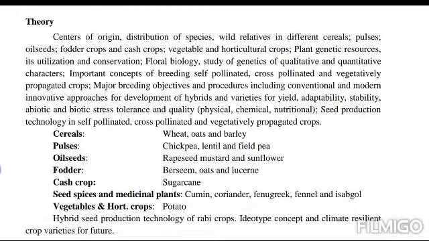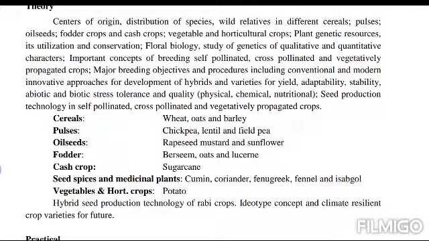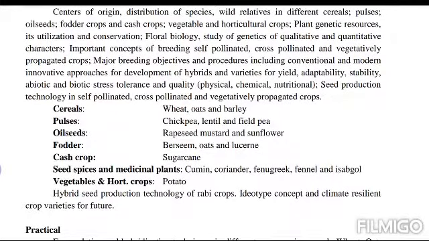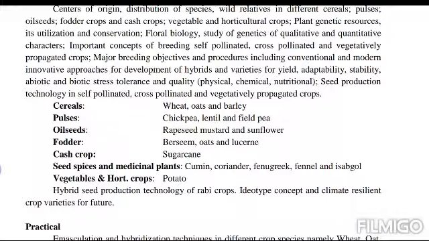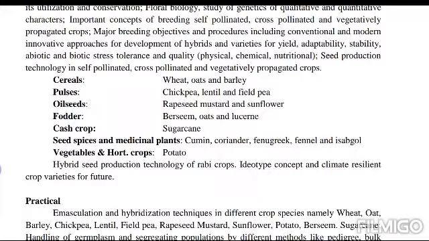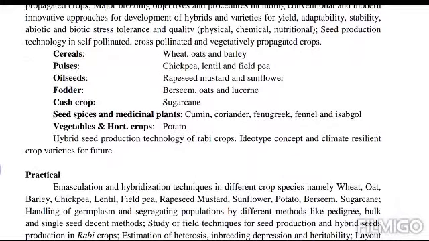Centers of origin, distribution of species, wild relatives in different cereals, pulses, oilseeds, fodder crops and cash crops, vegetable and horticulture crops, plant genetic resources, its utilization and conservation, floral biology, study of genetics of qualitative and quantitative characters, important concepts of breeding, self-pollinated, cross-pollinated and vegetatively propagated crops, major breeding objectives and procedures including conventional and modern innovative approaches for development of hybrids and varieties for yield, adaptability, stability, abiotic and biotic stress tolerance, along with quality like physical, chemical, nutritional, then seed production techniques in self-pollinated, cross-pollinated and vegetatively propagated crops.